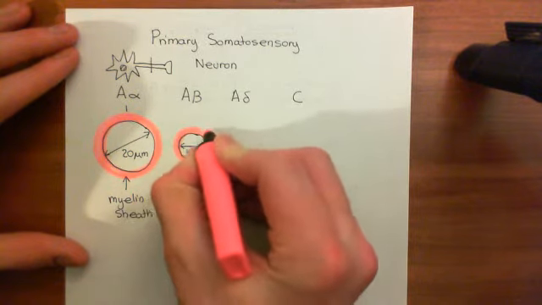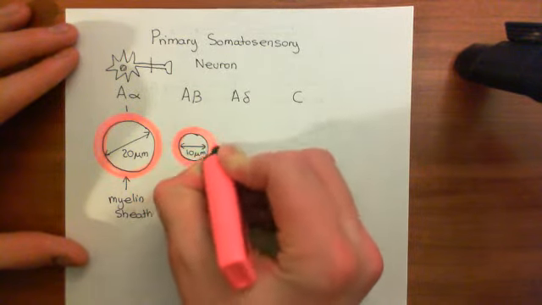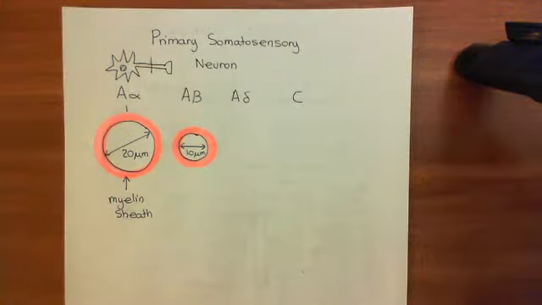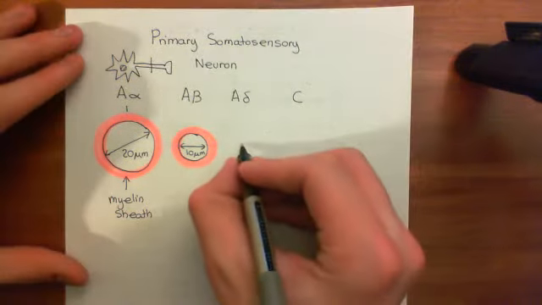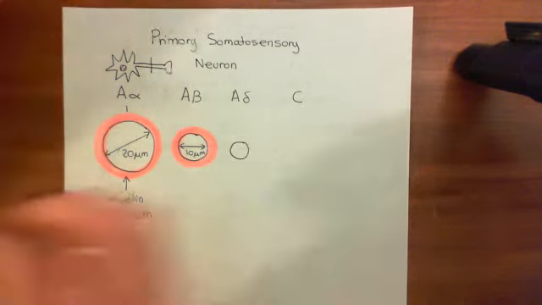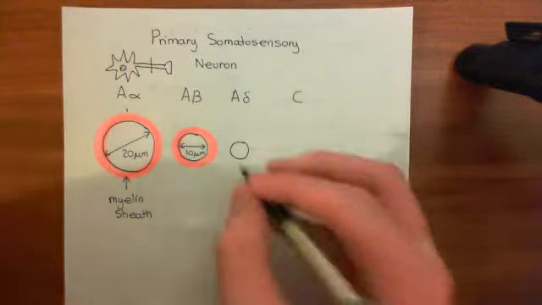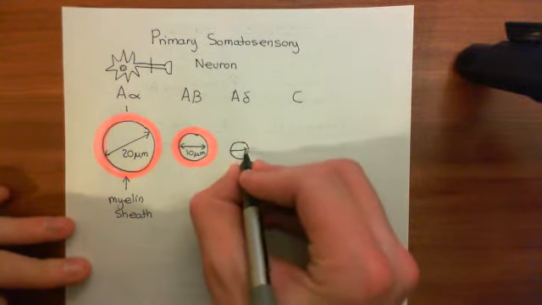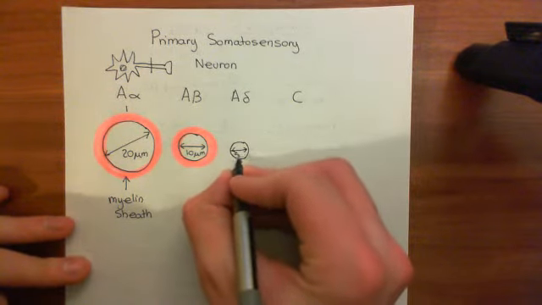Now, the A beta fibers are myelinated as well. So they're just slightly smaller in diameter than the A alpha fibers. A delta then halves again. So here now is our A delta. It's 5 micrometers in diameter. So its axon is 5 micrometers in diameter.